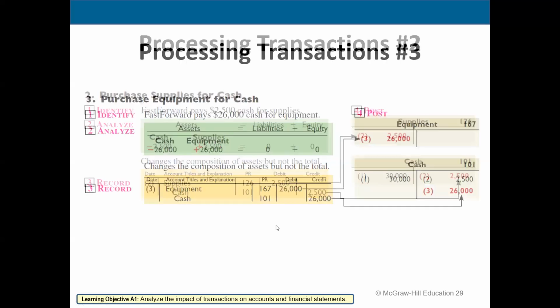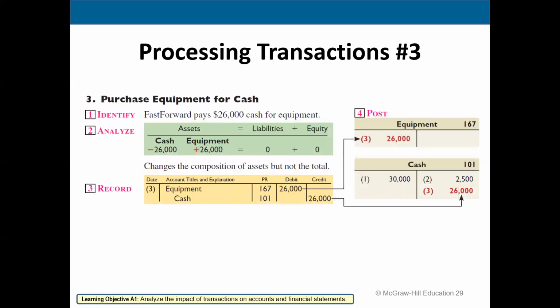So let's take a look at another transaction. We purchase equipment for cash. So again, I would say cash, the asset, is decreasing, and equipment, the asset, is increasing. So then I'm ready to apply those rules and say, well, assets increase with a debit and decrease with a credit. So then I record it by debiting equipment, or showing an increase to the equipment account of $26,000, and crediting cash, or showing a decrease to the cash account of $26,000. And then I can post those, the debit and the credit, over to their appropriate T accounts.